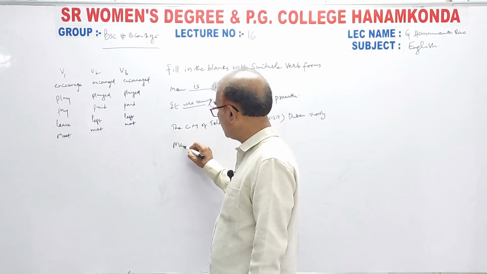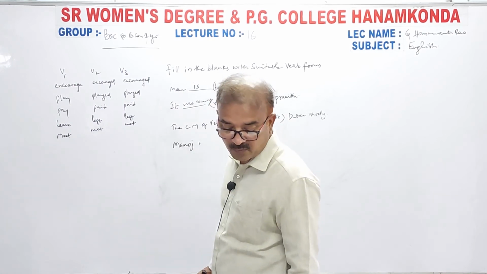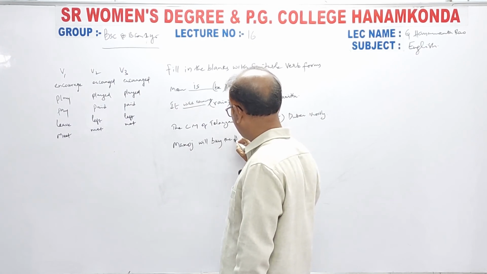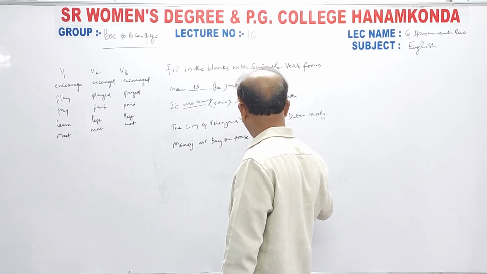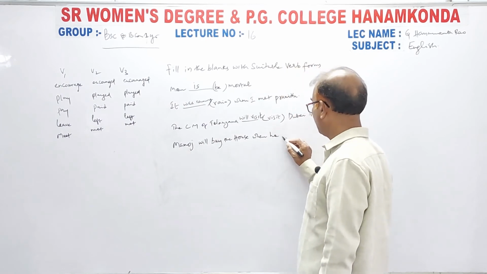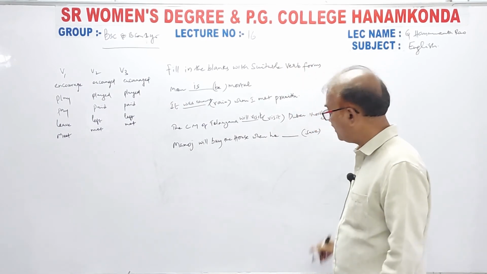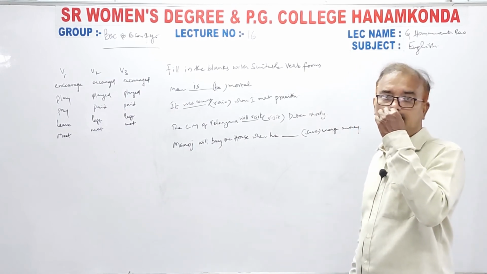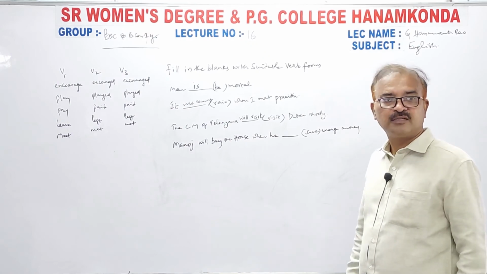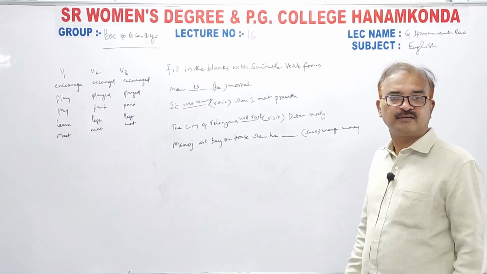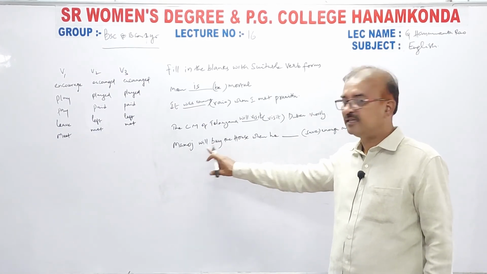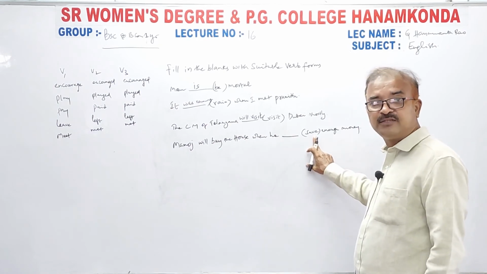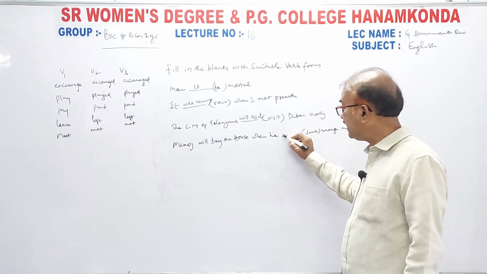Right, check this one. Manoj will buy the house when he dash, in the brackets it's given as save, save enough money. Manoj will buy the house when he dash, in the bracket, save enough money. Will, future tense. And he, third person singular. When third person singular is there, the following verb should also be in simple present tense. So what happens when he save changes to?